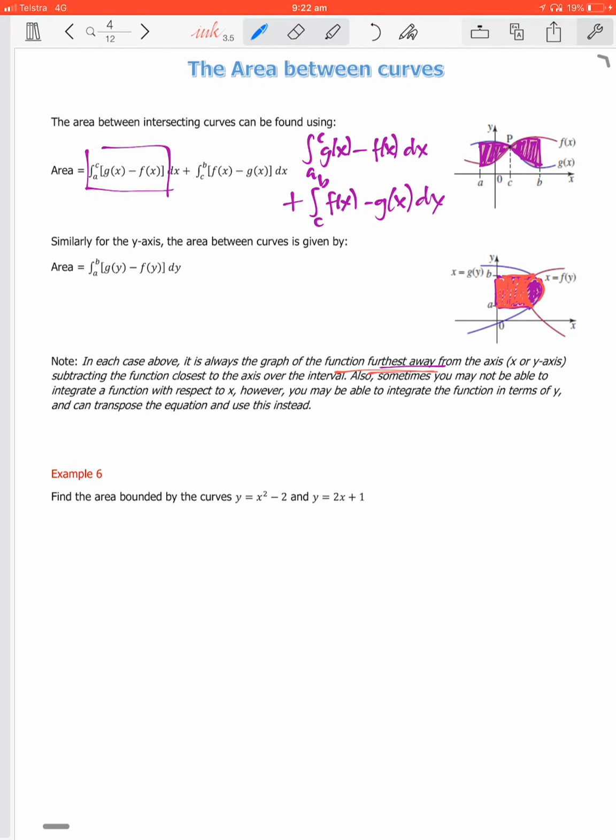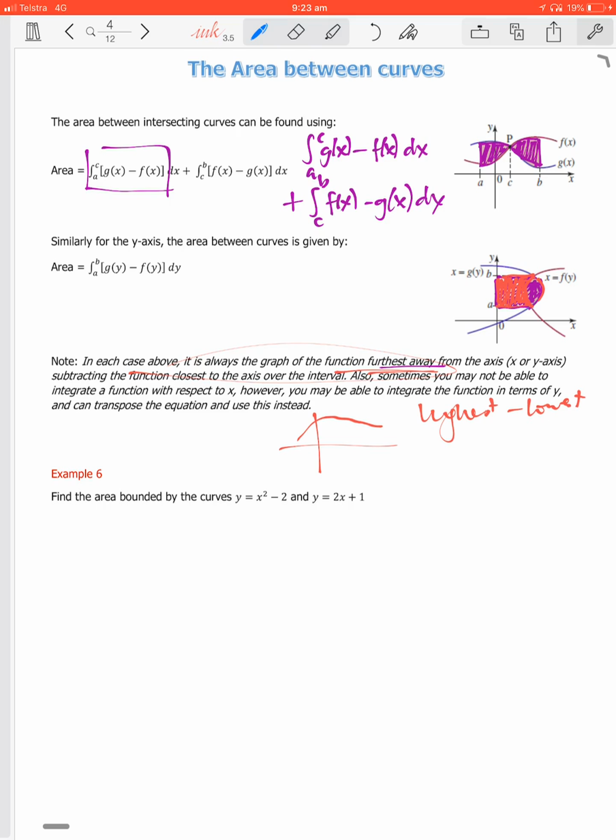Also, sometimes you might not be able to integrate a function with respect to x. However, you can do it with respect to y, so you might want to change it. That's not right, what I've said here. It's always the graph that's highest. So highest minus the lowest.